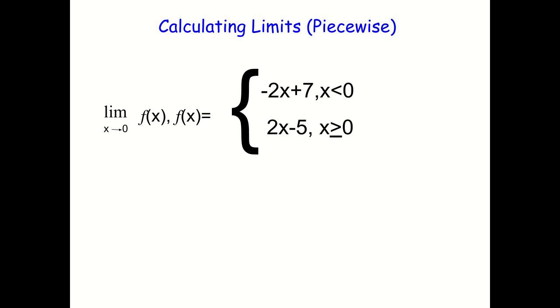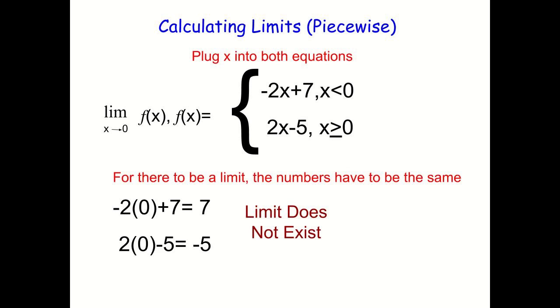Calculating limits in a piecewise function. So when you calculate limits in a piecewise function, you have to plug in the x that they give you for a limit into both equations. For there to be a limit, the numbers have to be the exact same number. In this case, when I plug in 0 into both of the equations, they do not equal the same number, which means the limit does not exist. If they were the same number, then that number would have been the limit.